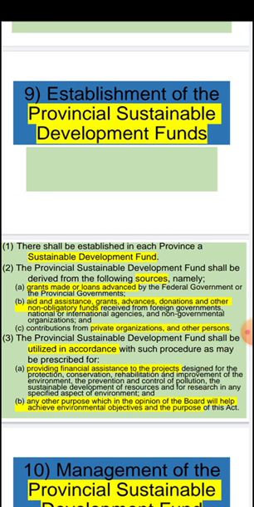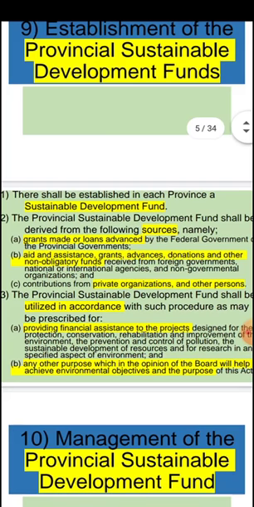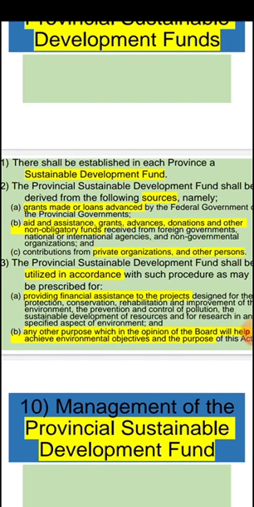There shall be established in each province a sustainable development fund. Now, this fund will have sources from the grants made or loans advanced by the federal or provincial governments, and then aid and assistance, grants, advances which will be received from foreign governments, and non-obligatory funds which will be received from foreign governments and national or international agencies, and then NGOs. So all these can contribute to this sustainable development fund. And finally, some private organizations and other persons on their own local capacity can also contribute to the sustainable development fund. So this is the source of sustainable development fund.